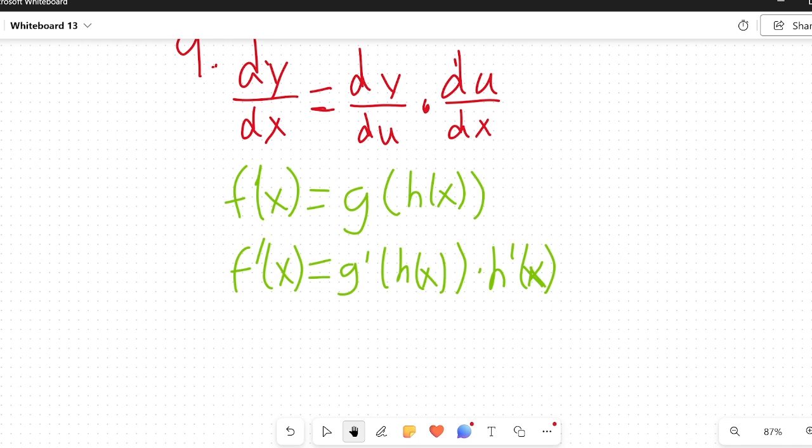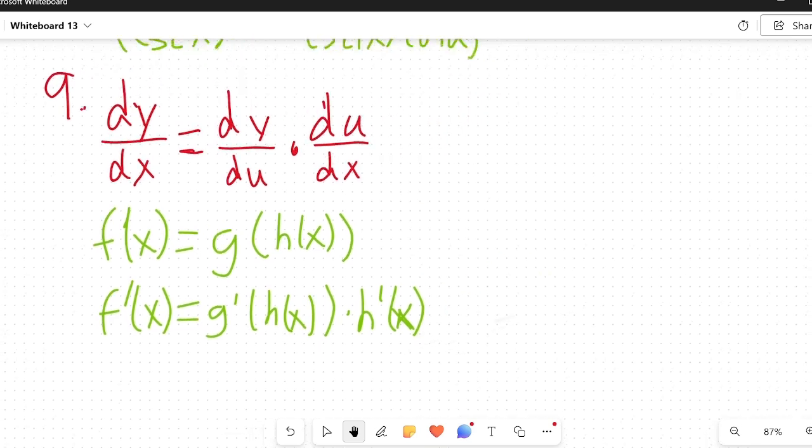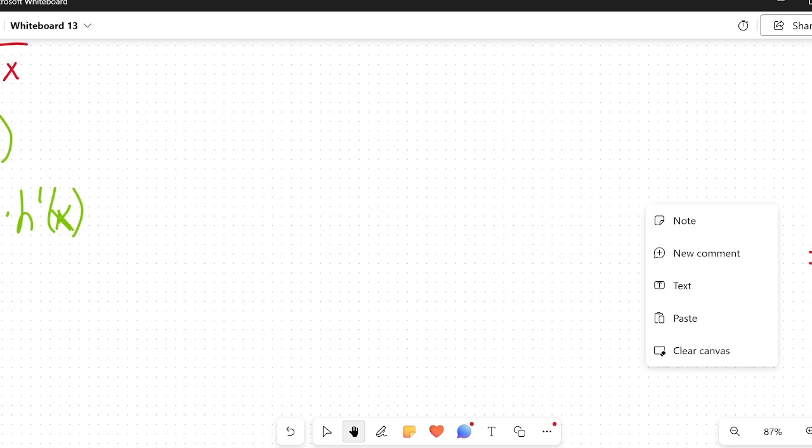So that's essentially what we're going to be doing today, right? So now if we look at trigonometric functions and chain rule, like I mentioned here with this 18th problem, right?